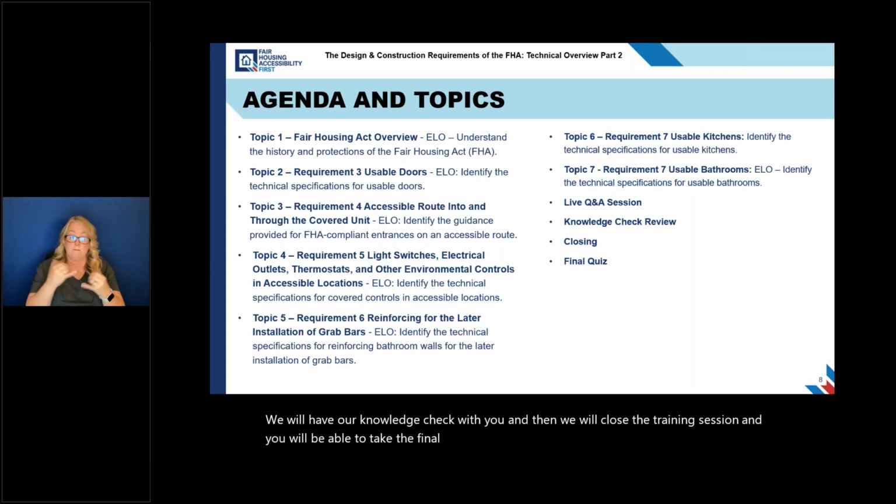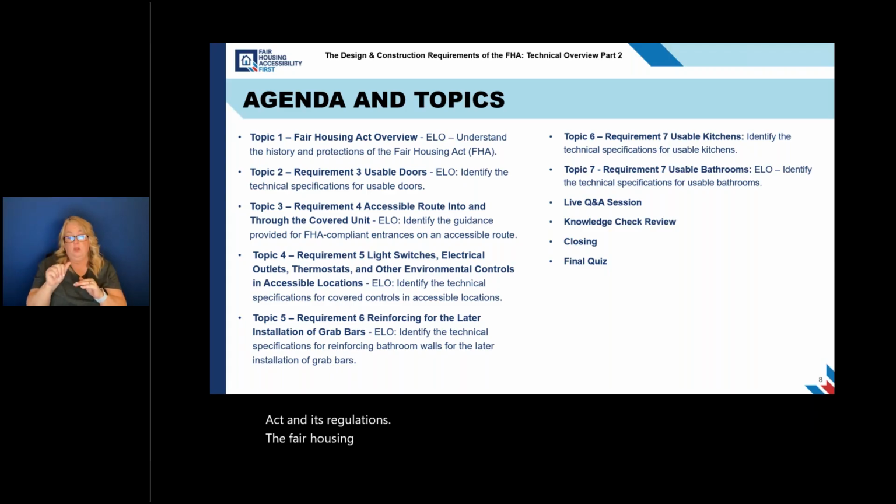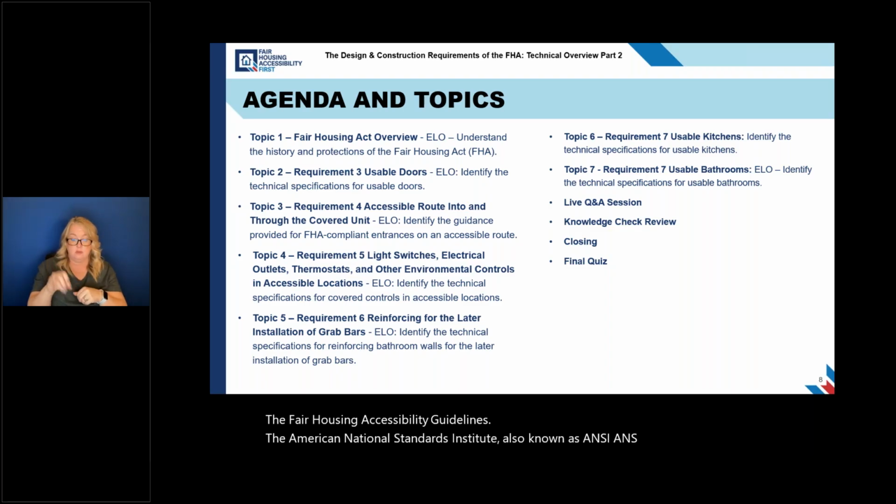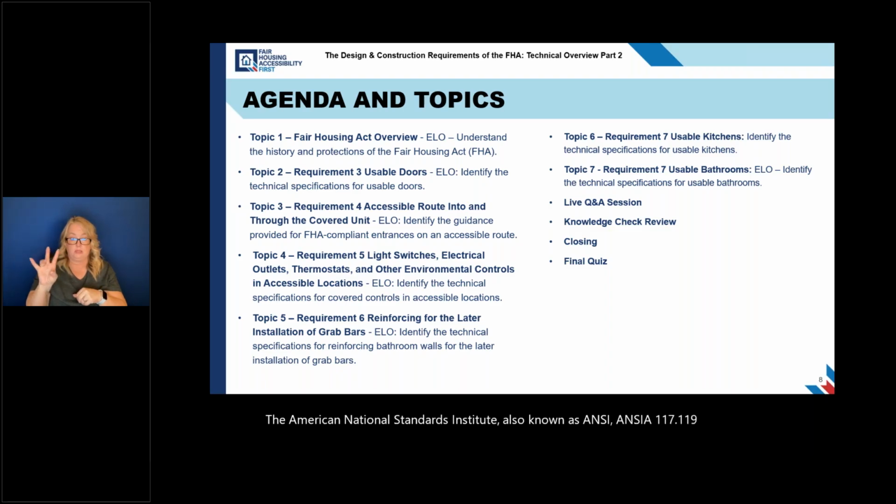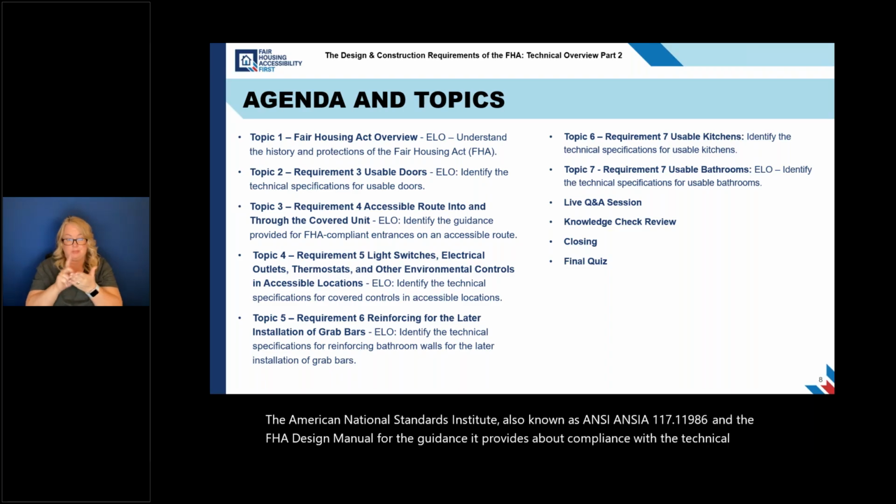This training relies on the provisions of the Fair Housing Act and its regulations, the Fair Housing Accessibility Guidelines, the American National Standards Institute, also known as ANSI, A117.1, 1986, and the FHA Design Manual for the guidance it provides about compliance with the technical design and construction requirements in the Act.